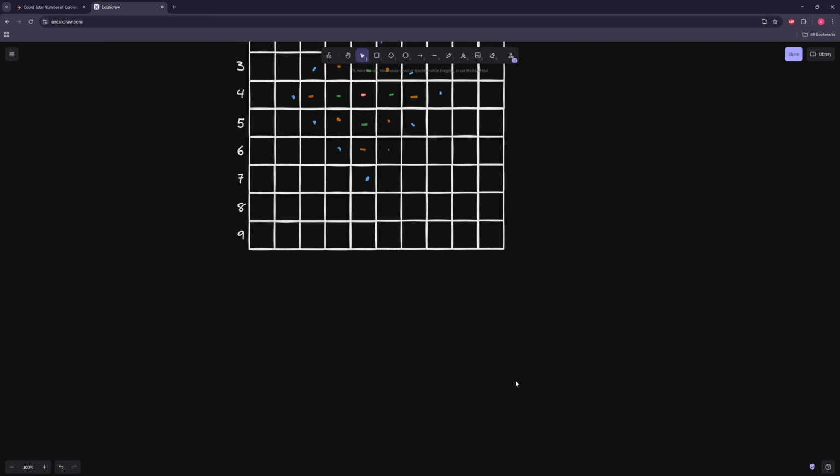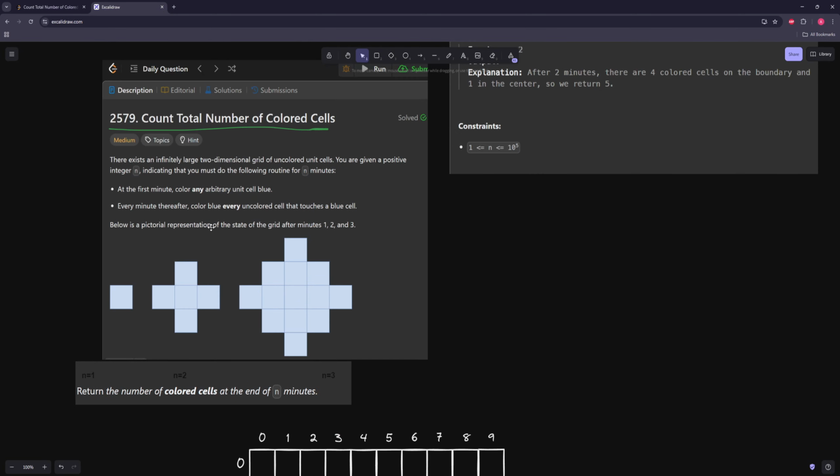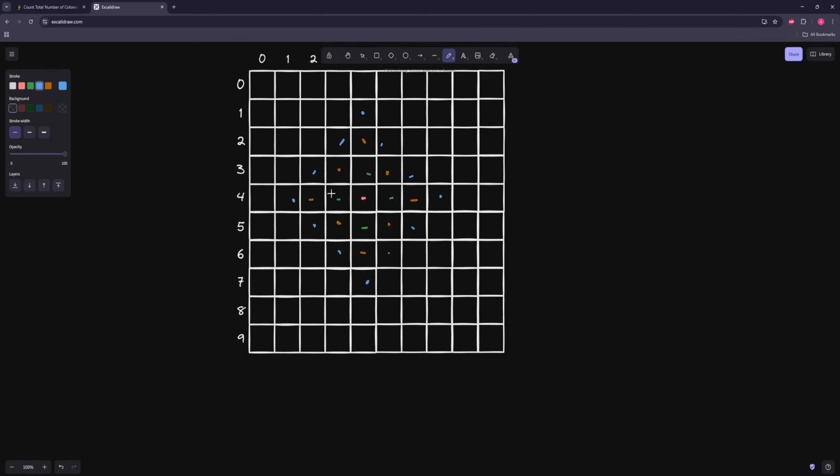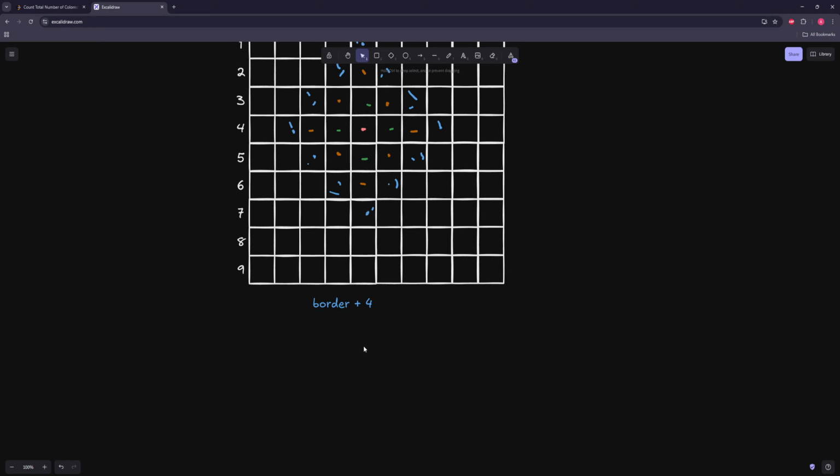So if we go back here, this first border is 4 cells, 1, 2, 3, 4. This next border is actually 8 cells, 1, 2, 3, 4, 5, 6, 7, 8. And the next one is 12 and so on. So we can look here. 1, 2, 3, 4, 5, 6, 7, 8, 9, 10, 11, 12. So basically, we can just keep track of how many border cells we used to have, and then at every new number, we'll do border plus 4 and add that to the result because that's the new border.